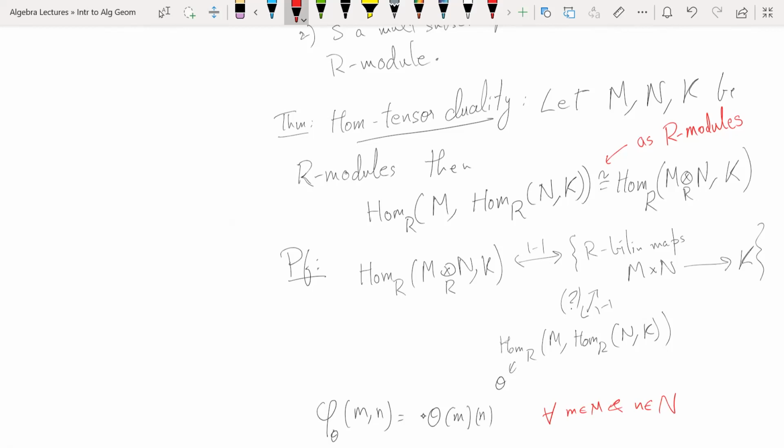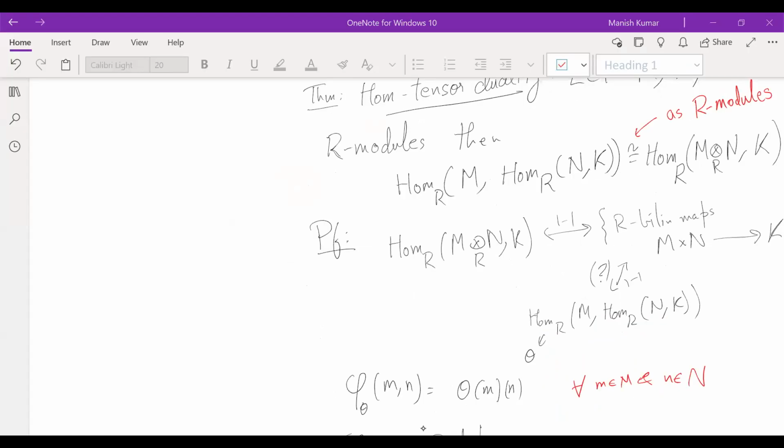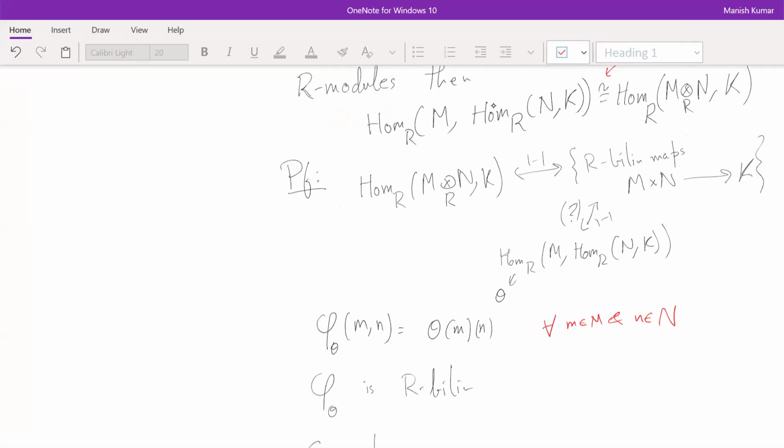So this map phi sub theta that we have defined from M cross N to K is linear in the second variable, and since theta itself is an R linear map from M to Hom, it is linear as we vary M as well. So that tells you that phi sub theta is bilinear. Is that okay? So this is how you cook up, from an R linear map from M to Hom(N, K), an R bilinear map. And similarly, we'll do the other direction as well.